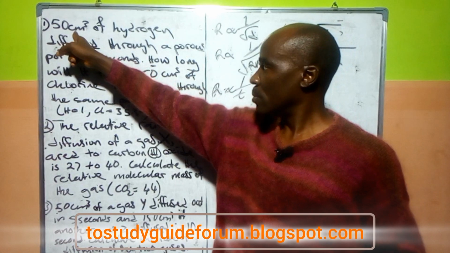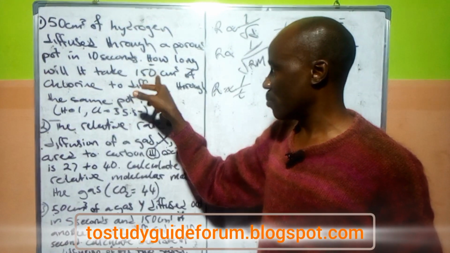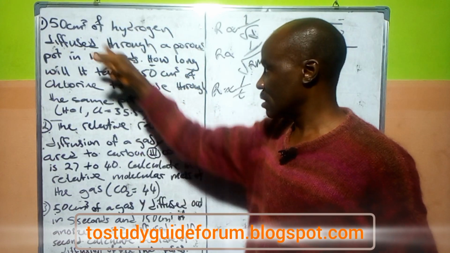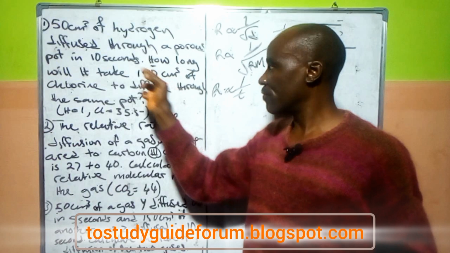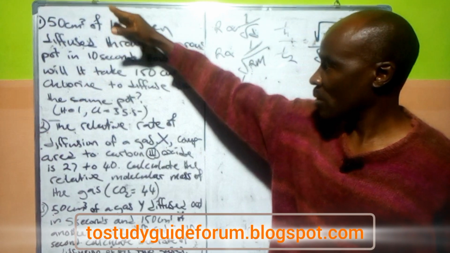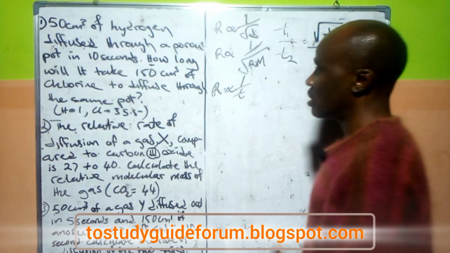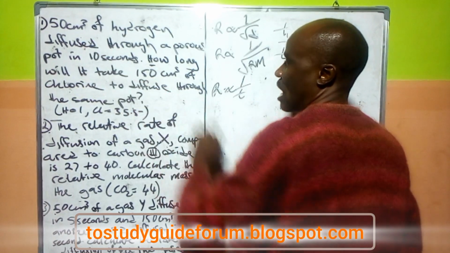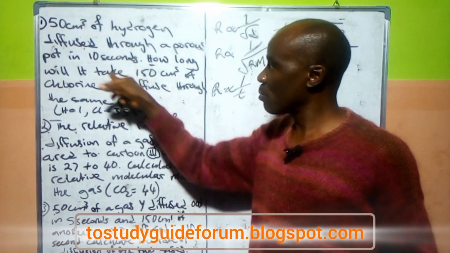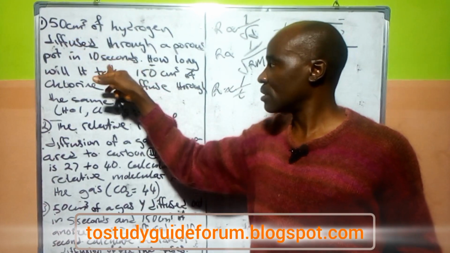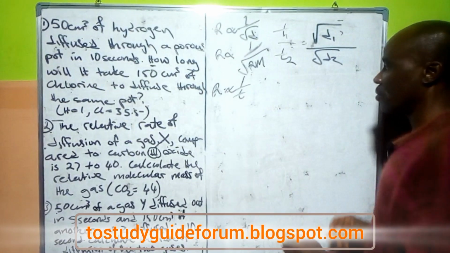50 cm cube diffuses in 10 seconds. Now we're looking at 150 cm cube of the gas, how long it will take. That means before we can solve this, all of them should be in the same volume, because the volume of this is different from that, and we are comparing the two gases. So to make it the same, we find how long it will take the same volume, that is 150 cm cube of this hydrogen, to diffuse through the same porous pot. So what we're going to do first is to find out.